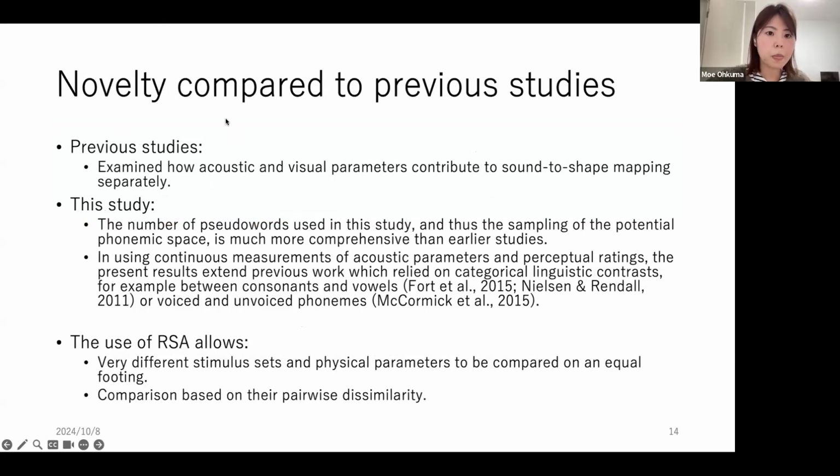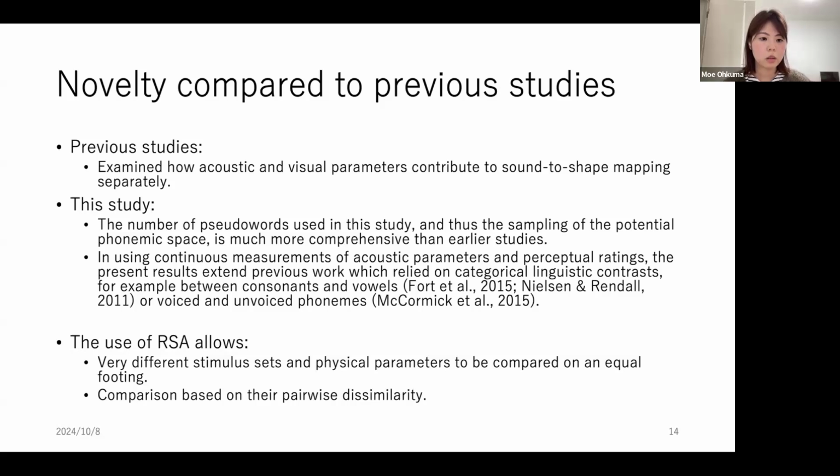Novelty compared to previous studies. Previous studies examined how acoustic and visual parameters contribute to sound-to-shape mapping separately. But in this study, the number of pseudowords used and the sampling of the potential phonic space is much more comprehensive than in earlier studies.